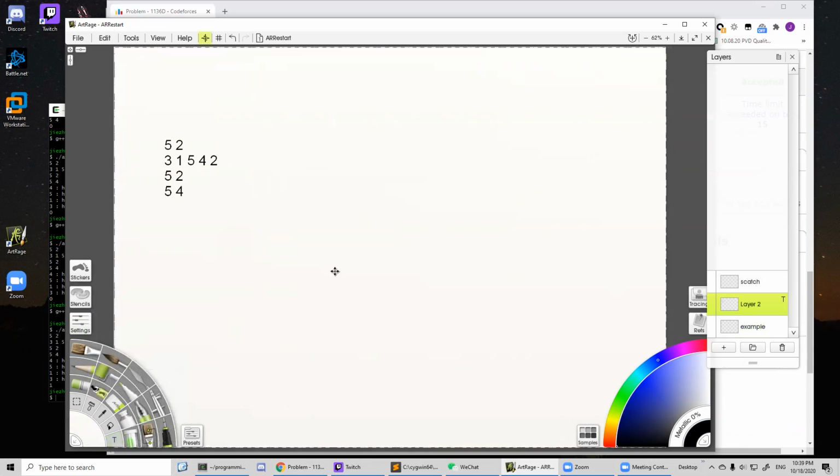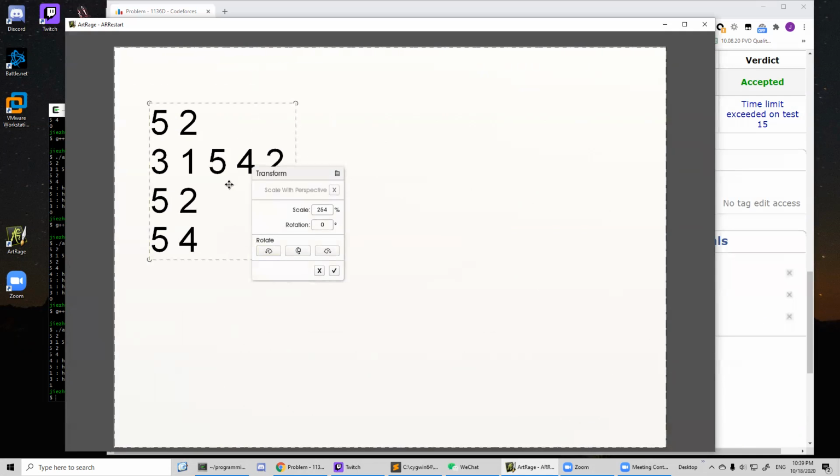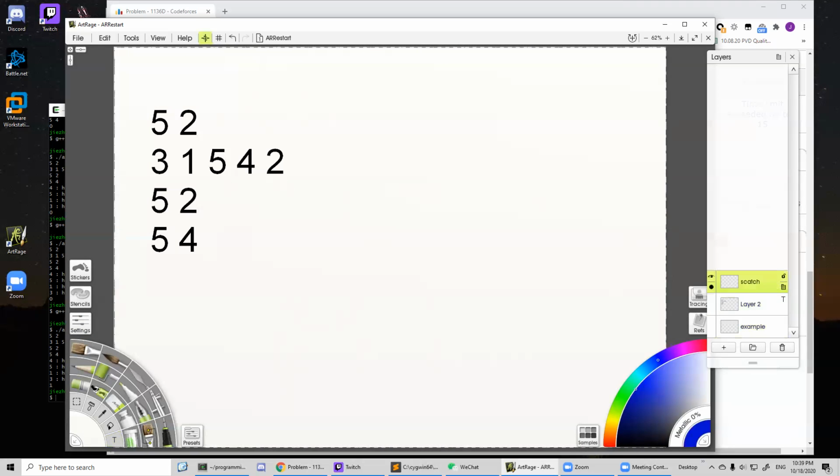So how are we going to solve this problem? First, this is our initial array, right? And let me make it a little bit bigger. So this is our initial array, and we want to move the last digit forward. So in order to do that, we can have a simple strategy here.